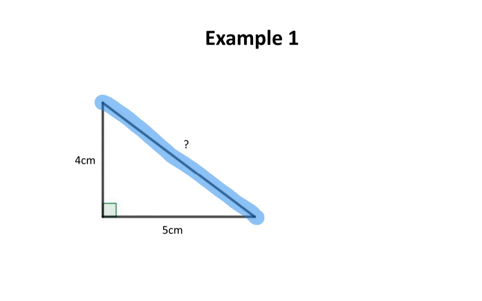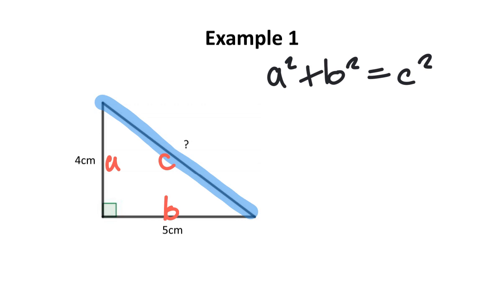I'm going to begin by labeling my triangle. This I'm going to call A because it's a leg. This I'm going to call B because it's the other leg. And this I'm going to call C since that is the hypotenuse. We already know that A squared plus B squared is going to be equal to C squared.